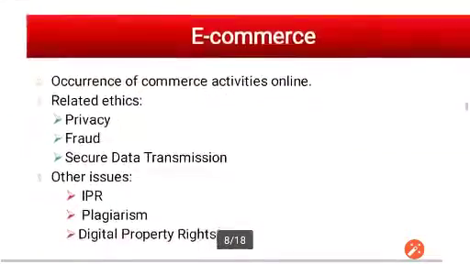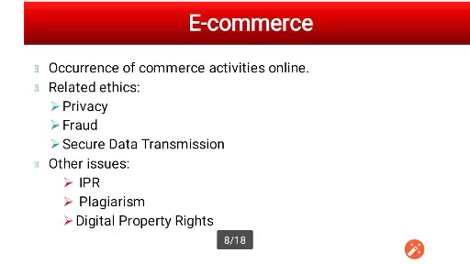Now let us see, what do you mean by e-commerce? In our first unit, we have already done what is online shopping, what is e-shopping, right? So it is again about e-commerce. E-commerce is nothing but online selling, online business. In other words, we can say the occurrence of commerce activities online is referred to as e-commerce. What are the different ethical issues related to e-commerce?